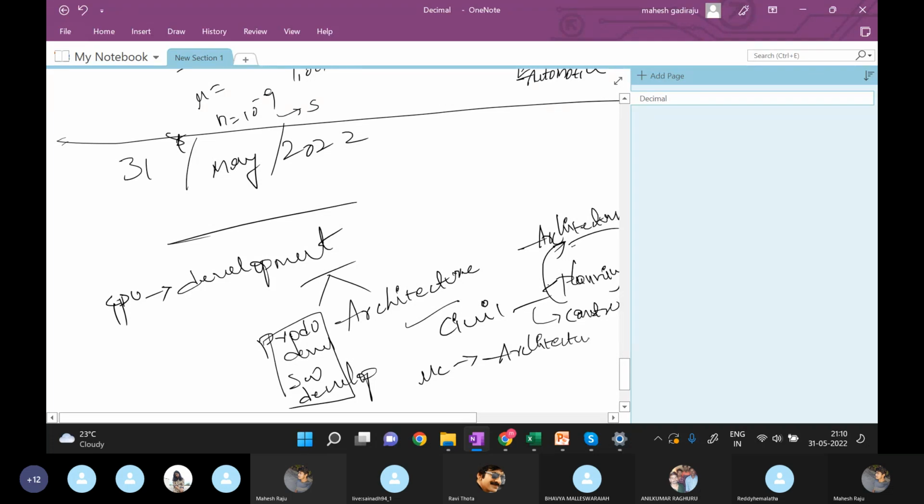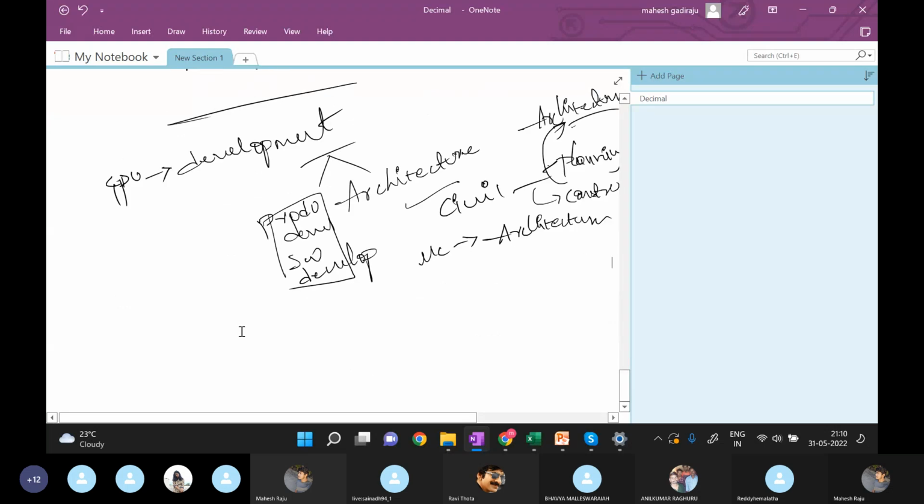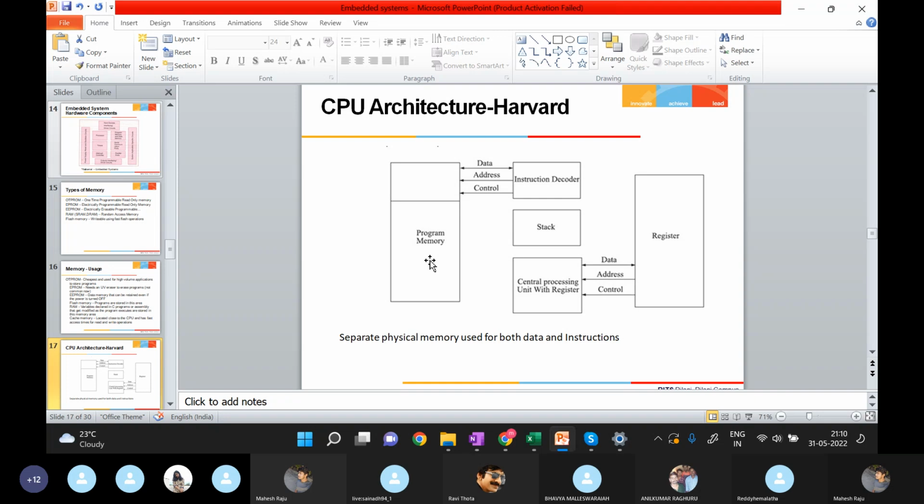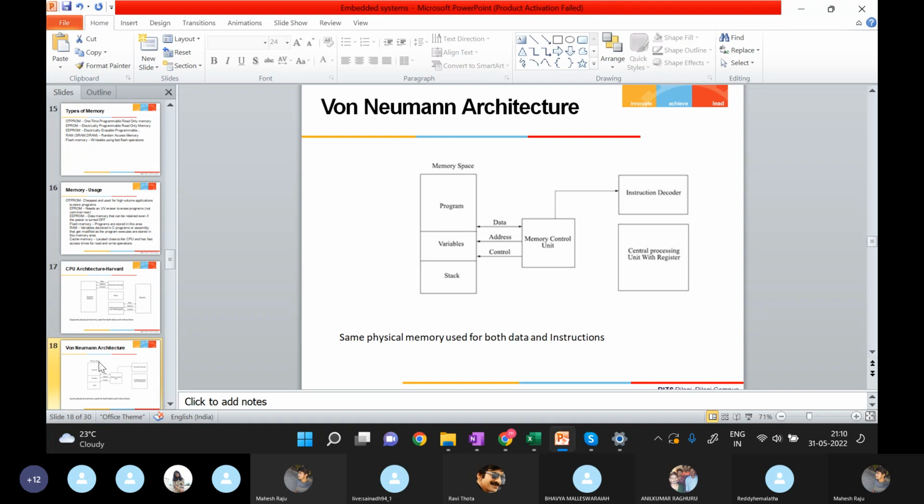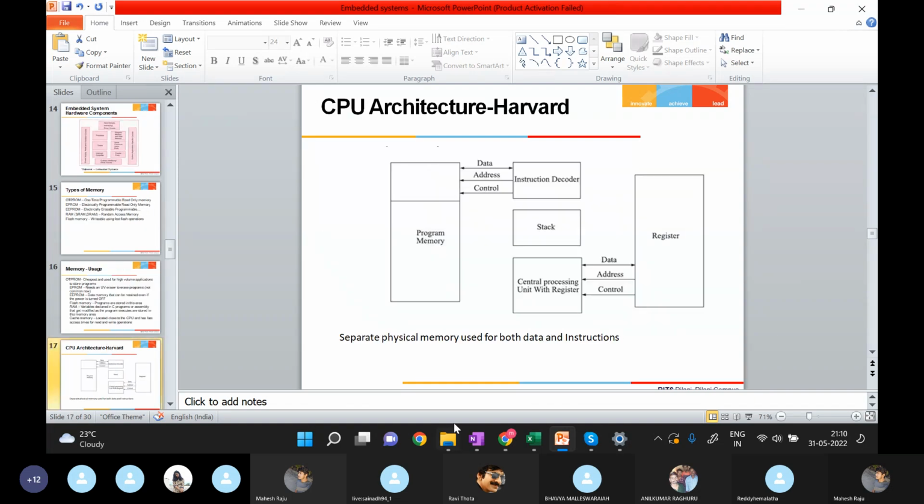So to develop that microcontroller, basically we will be using two kinds of architecture. One is for the CPU development, and the other one is for the memory utilization. If you see here, the CPU architecture will basically be of two kinds, Harvard and Von Neumann architectures. So let me take this example.